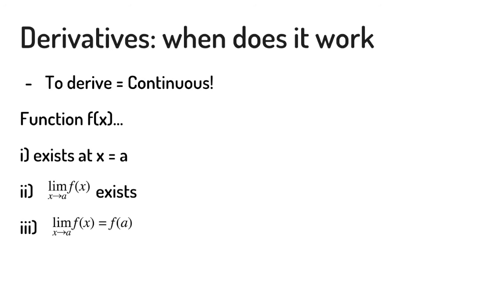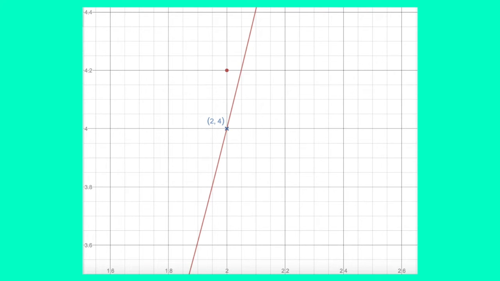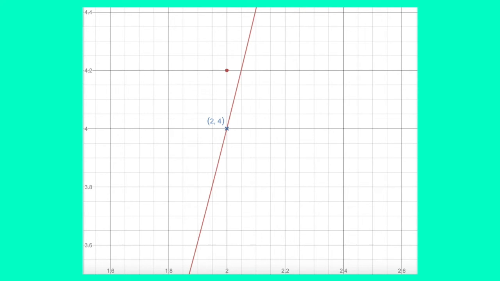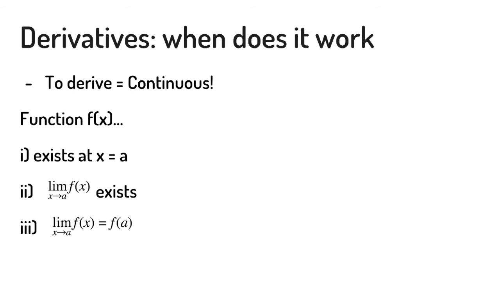Now question: which of the 3 conditions, it could be one or more than one, does the previous graph not meet? The answer is number 3. First condition, function f(x) exists at x equals a. In this case, a equals 2, and f(2) is equal to 4.2, so it has met the first condition. Second condition, the limit as x approaches a of f(x) exists.